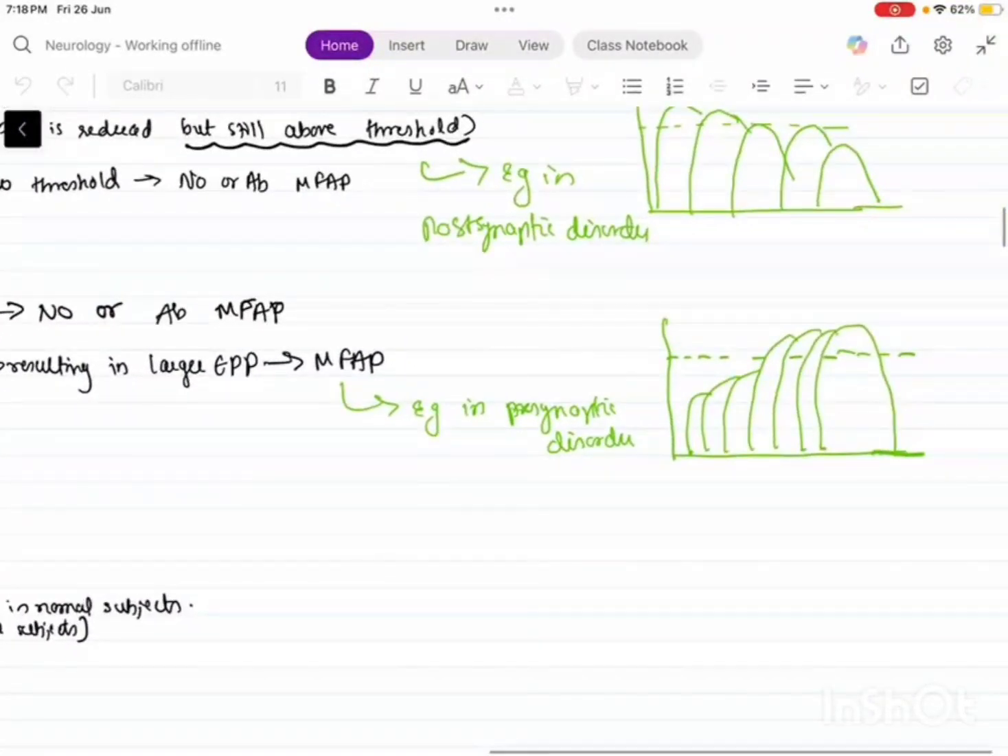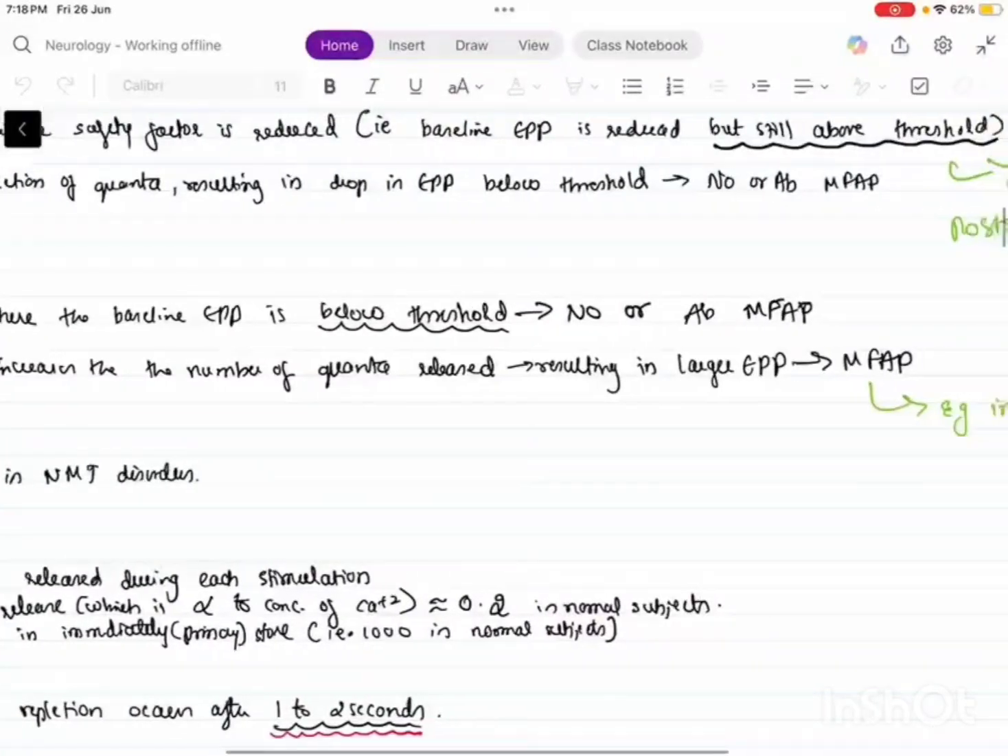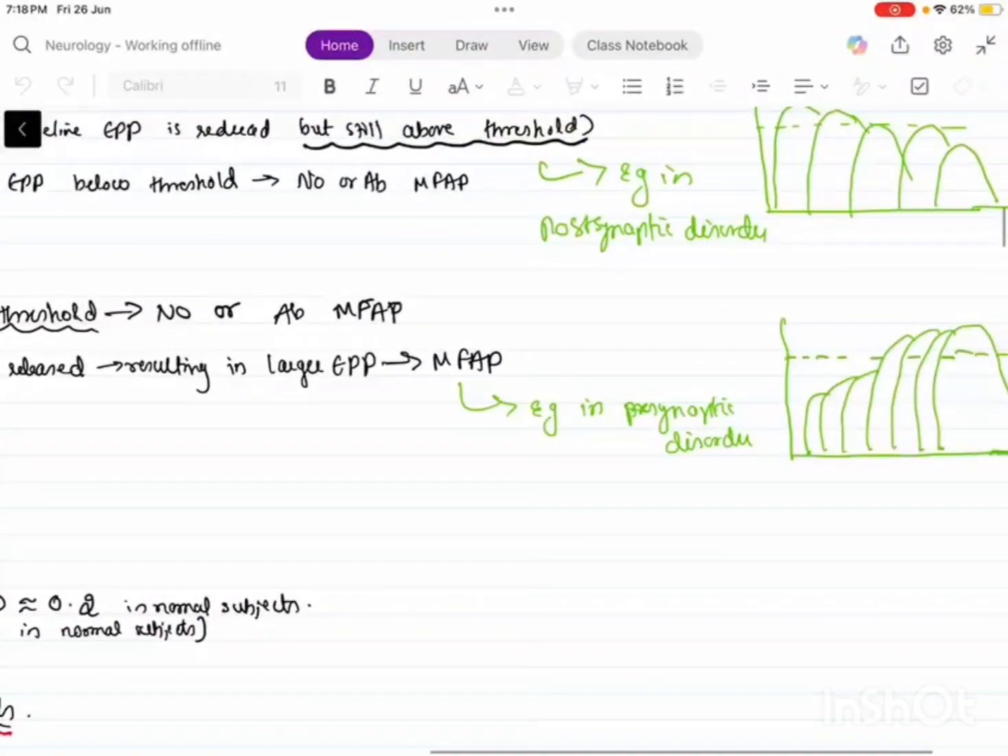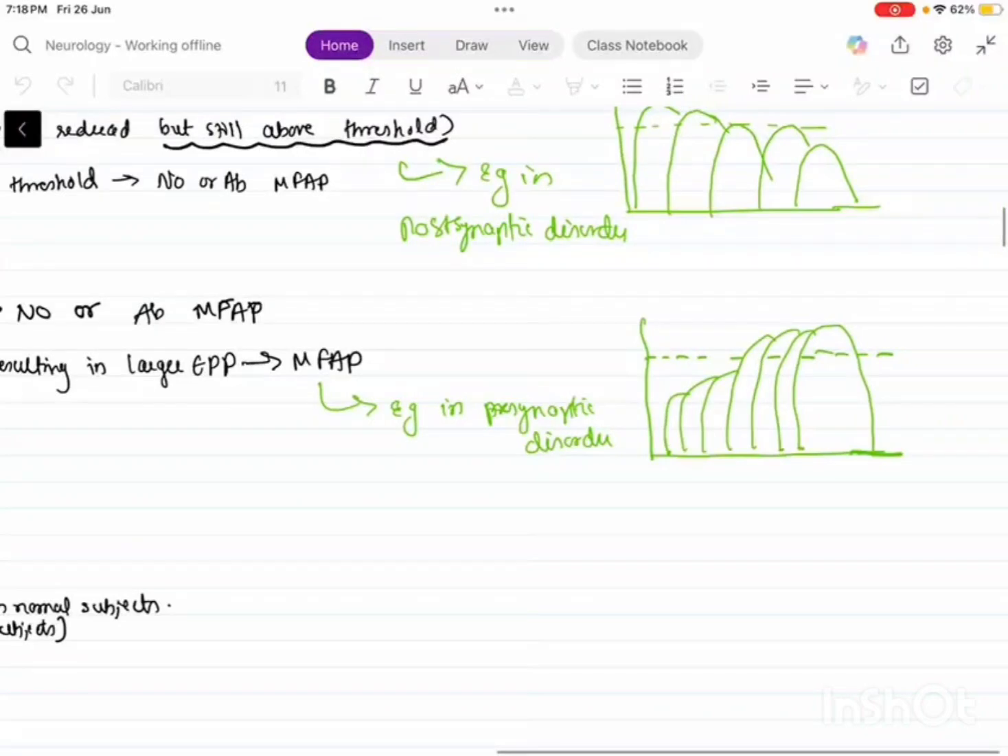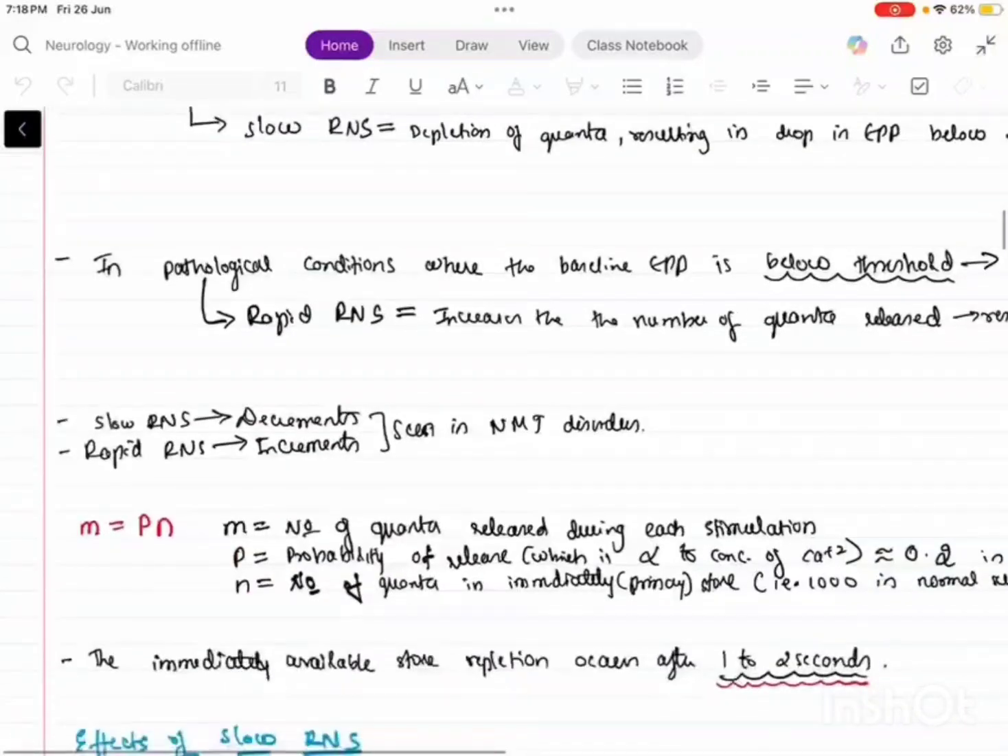In pathological conditions where the baseline EPP is below threshold, like in presynaptic disorders, initially the safety factor will be below the threshold. Hence, when we do rapid RNS, an increased number of quanta is released, resulting in a large increase in MFAP amplitude. So slow RNS causes decrement and rapid RNS causes increment in neuromuscular junction disorders. Decrement occurs in postsynaptic disorders, and increment occurs in presynaptic disorders.